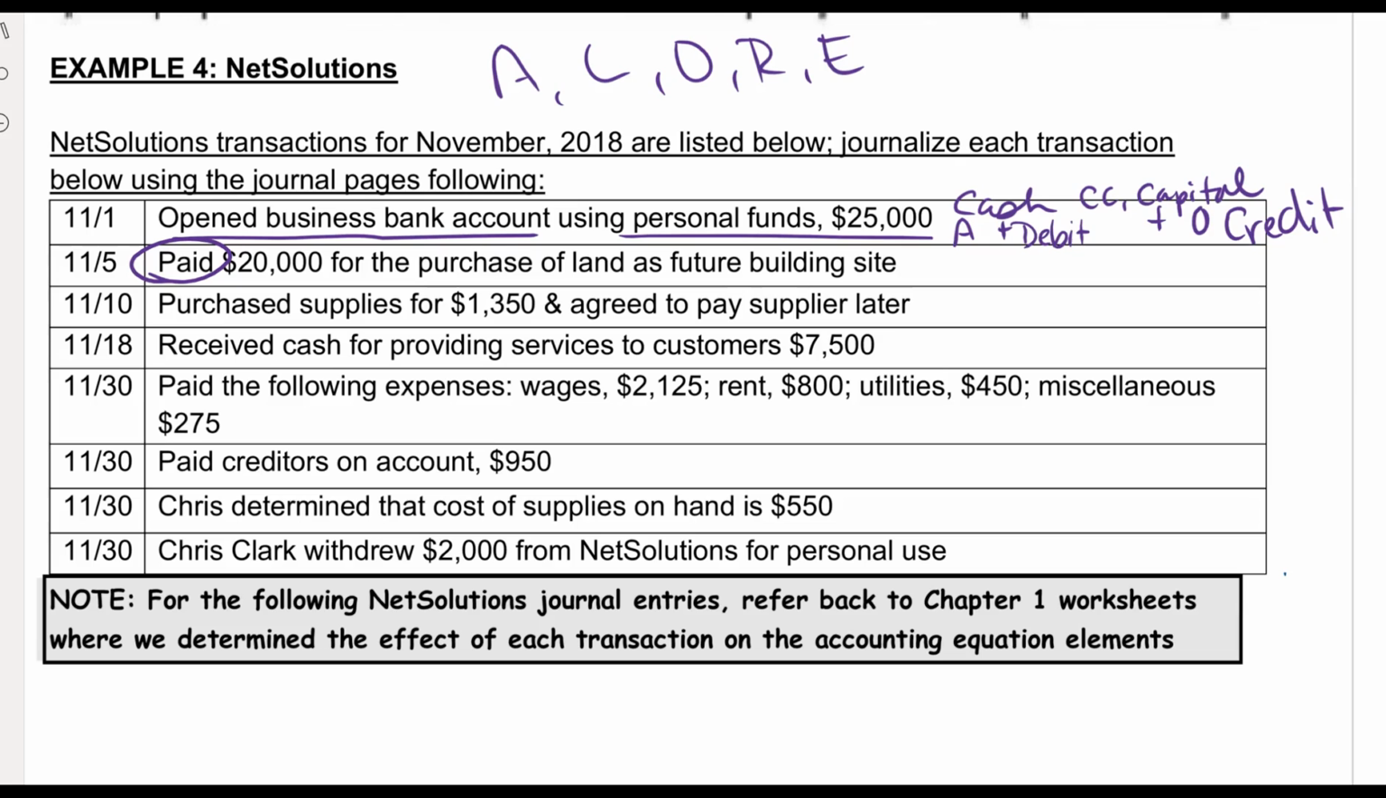All right, so on the 5th, paid $20,000 for what? First of all, we got paid, so that's something to pay attention to. For the purchase of land as a future building site. So paid is telling us that cash is being used. So what did we pay for? What did we get for our money?